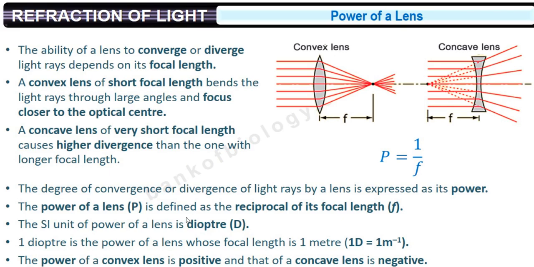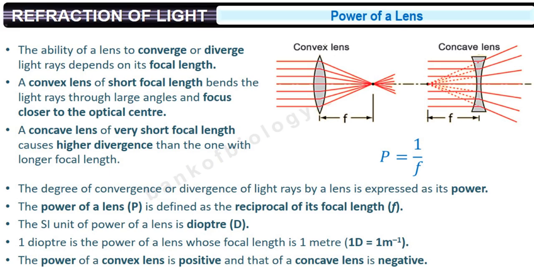Power of a lens P is defined as the reciprocal of its focal length. The SI unit of power of a lens is diopter. One diopter is the power of a lens whose focal length is 1 meter. Such a question can be asked: define one diopter of power. So one diopter is the power of a lens whose focal length is 1 meter.